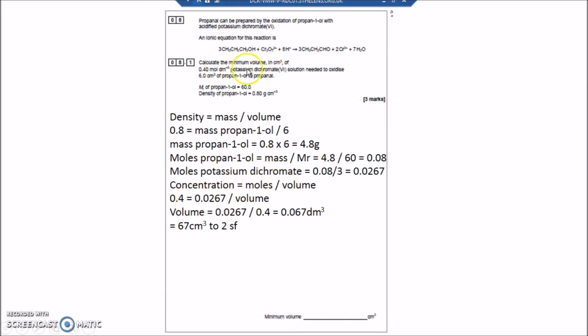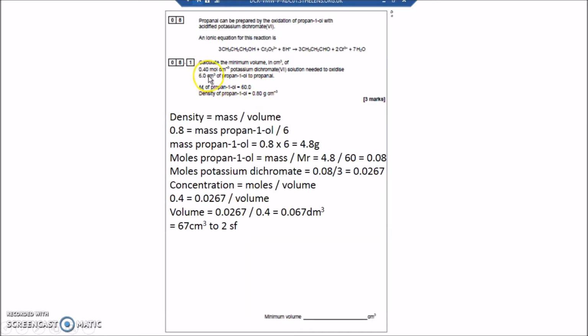I've got the concentration of potassium dichromate, 0.4. I've got its number of moles, 0.0267. I've now got the volume. Volume is 0.0267 divided by 0.4, 0.067, and this is in decimetre cubed. Concentration is moles divided by volume in decimetre cubed. So I've got 0.067 decimetre cubed.